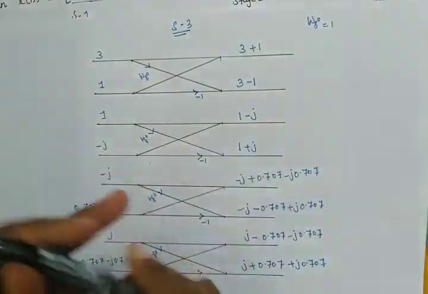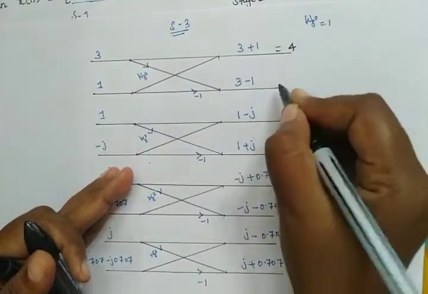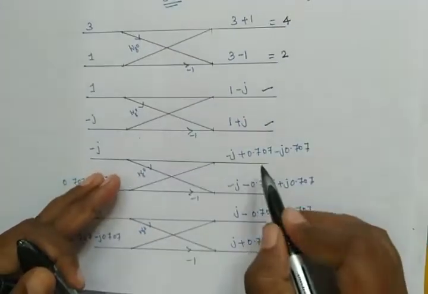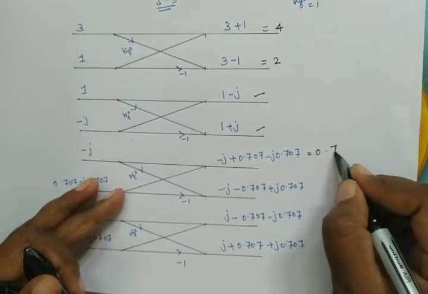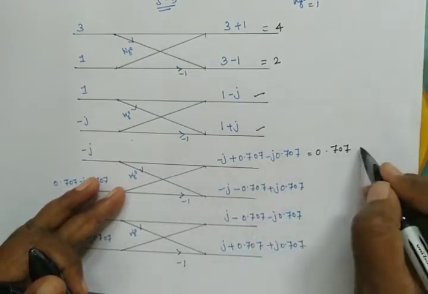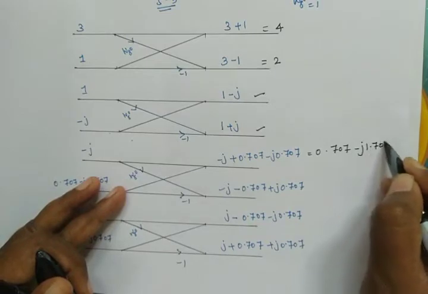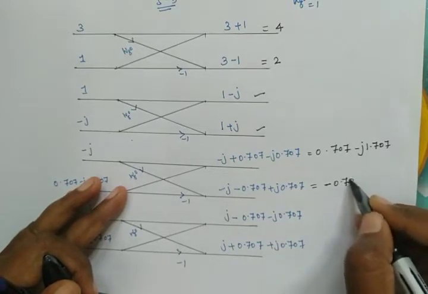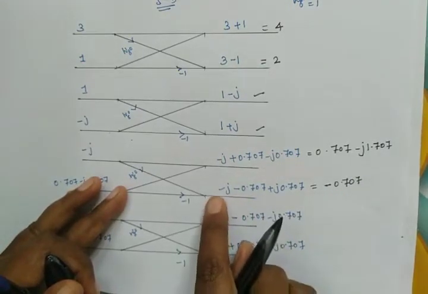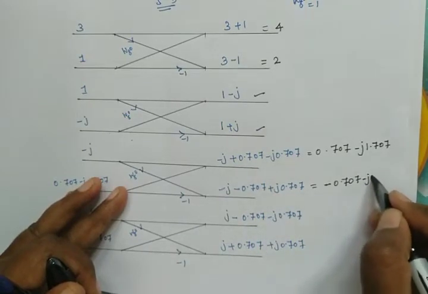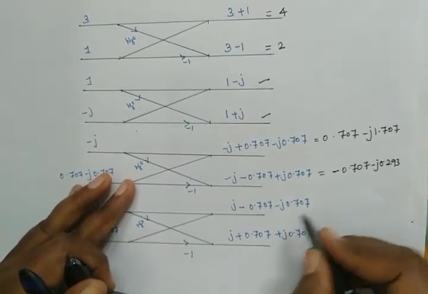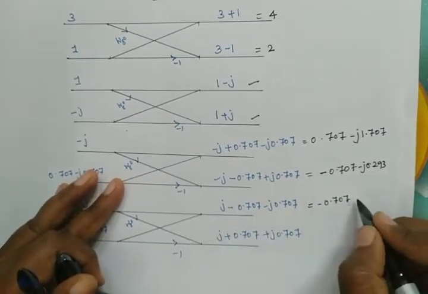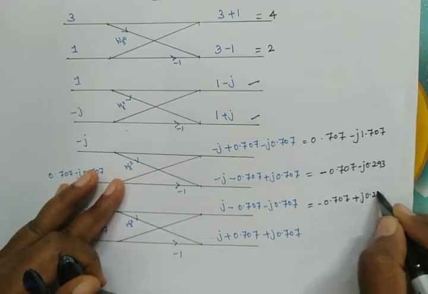Now let us write the final answer here. So 3 plus 1, 4. Here it is 2. This is 1 minus j. This is 1 plus j. And here it is 0.707. This is minus, this is minus. So minus j 1.707. Then the next one is minus 0.707. This is minus 0.707. Here it is minus, here it is plus. So minus j 0.293. And here we have minus, which is equal to minus 0.707. Here it is plus j minus j. So it is plus j 0.293.